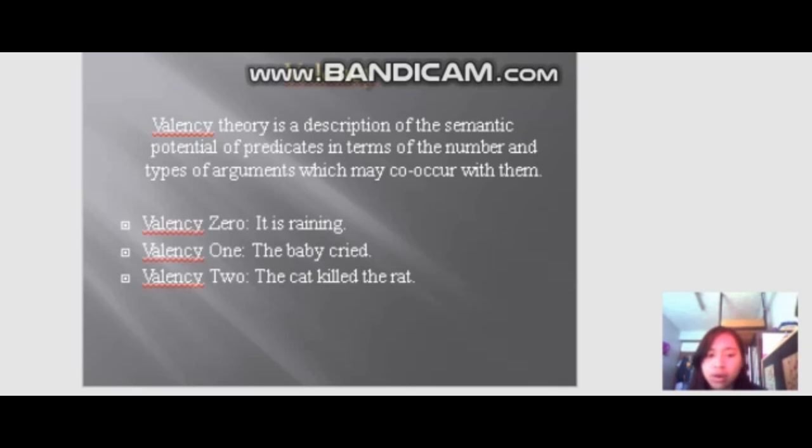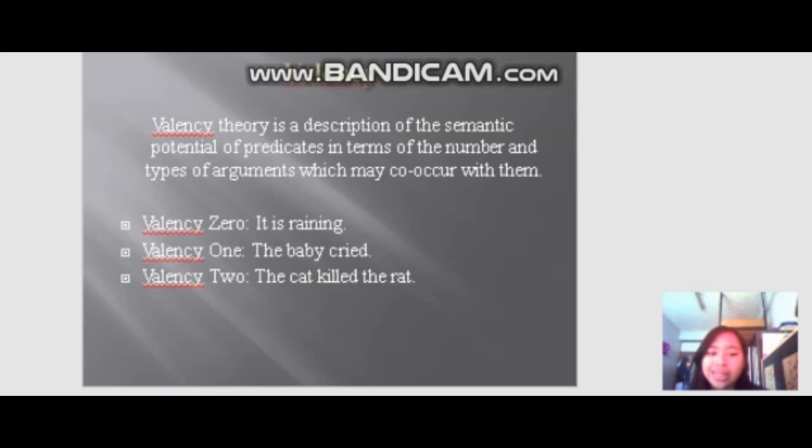Valency 0 refers to the predicate that has no particular subject. For example, it is raining. The subject of this sentence is "it", but it doesn't name anything, and doesn't correspond to anything in the underlying proposition.